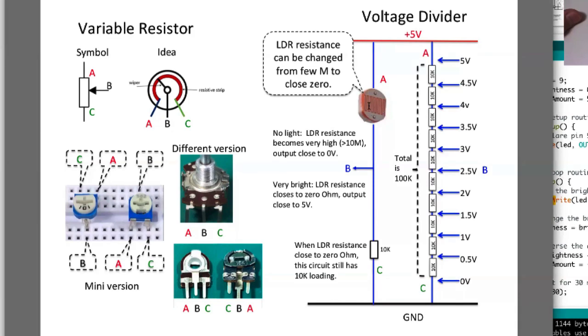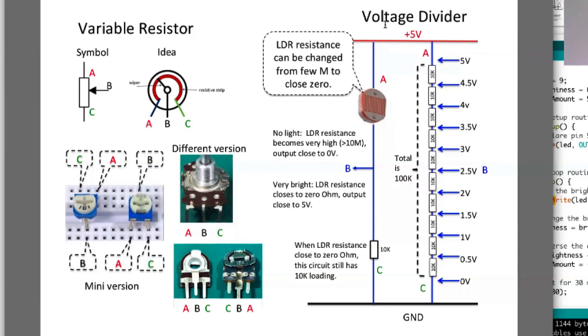When you're shining light into this resistor, the ohmage will become close to 0. When you block the light, the internal resistance will become a few megaohms. So depending on how much light you're shining into it, it will generate this varying resistance.